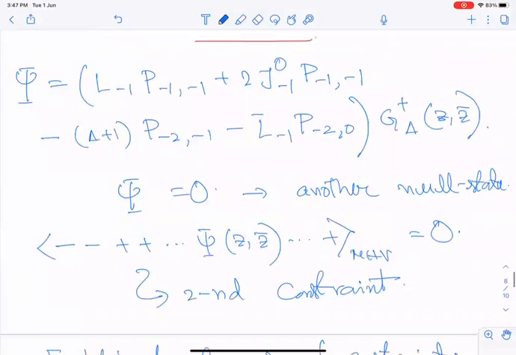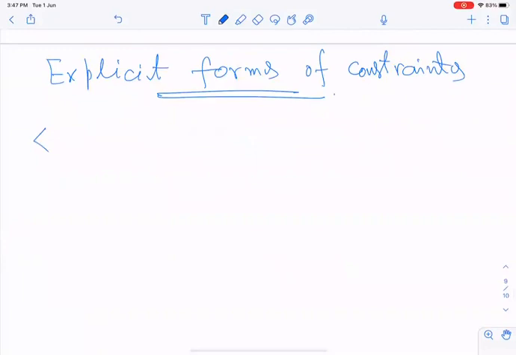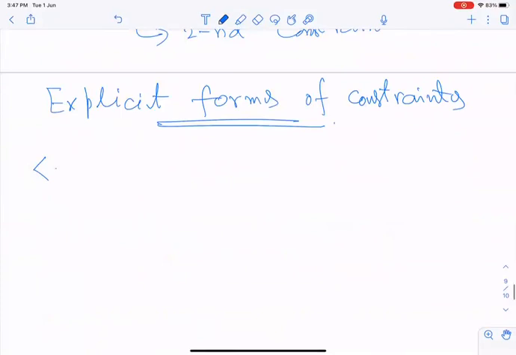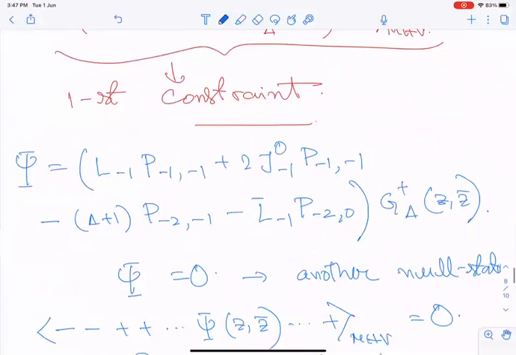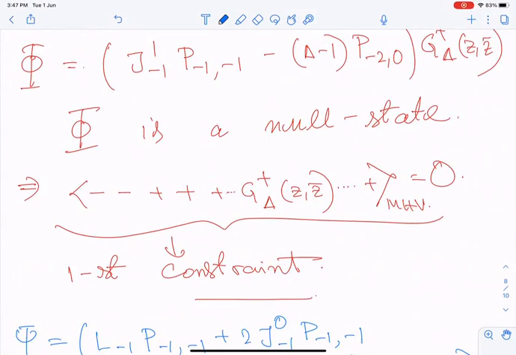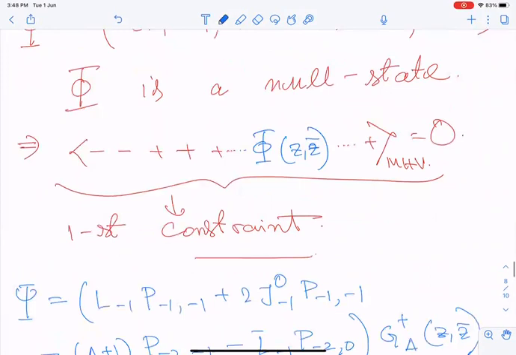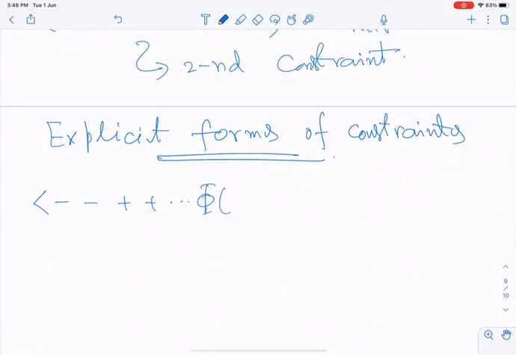So I'll write it down for the simpler one. So we have this phi. Sorry, this is a big mistake. This is not G plus delta. This is phi, because this is the null state. G plus delta is a J energy. Okay, so how does the explicit form look like?